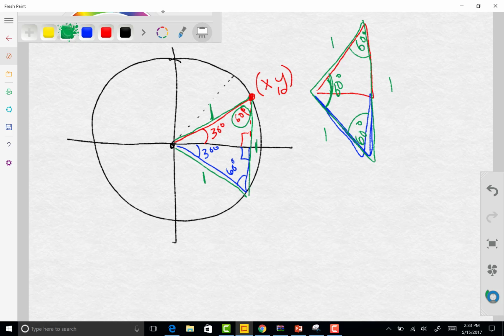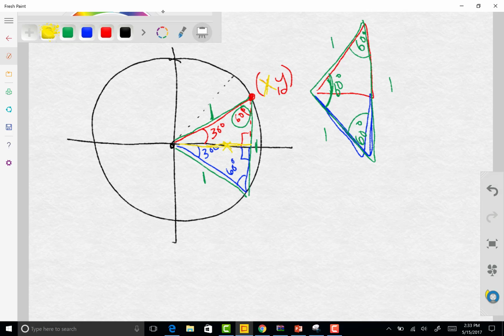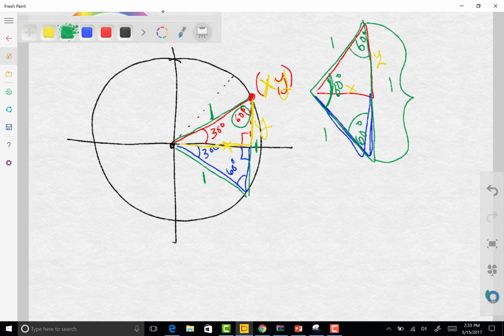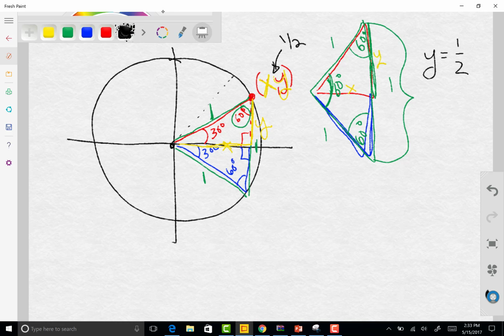Now, let me use a different color here. If I call this side X, that's associated with this X here. And if I call this side Y, that's associated with this coordinate here, Y. Here's X, here's Y. So this whole side here is equal to 1, which means half the side, which is equal to my Y, has to be a half. So I have Y is equal to 1/2. So I know what my Y coordinate is. It's 1/2. So now I can use the Pythagorean theorem to finish this off to figure out what X is.